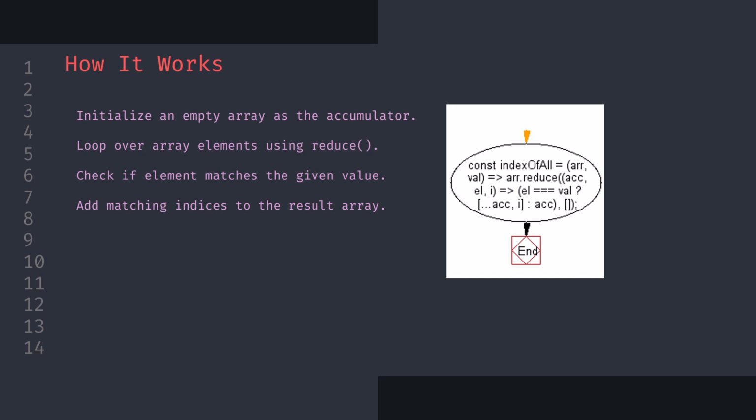We start with an empty array to collect our results. Each loop checks for a match using a conditional inside reduce. When a match is found, the index is added to the output. At the end, we return the final list of all indices.